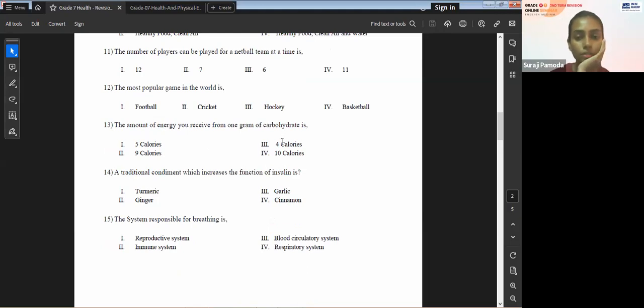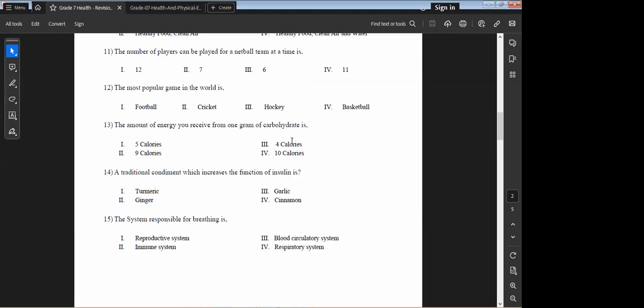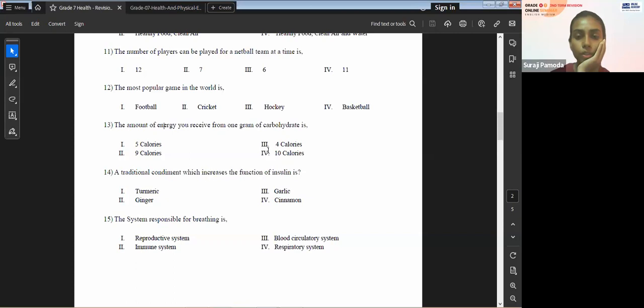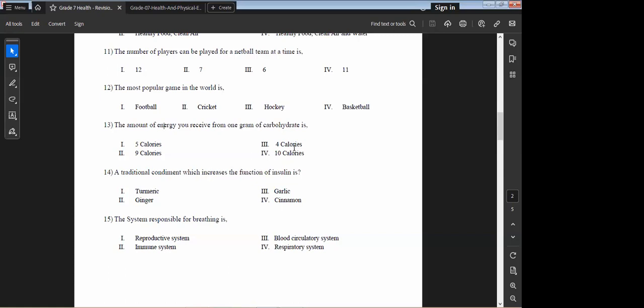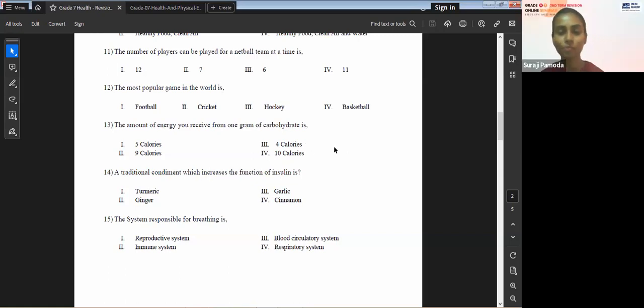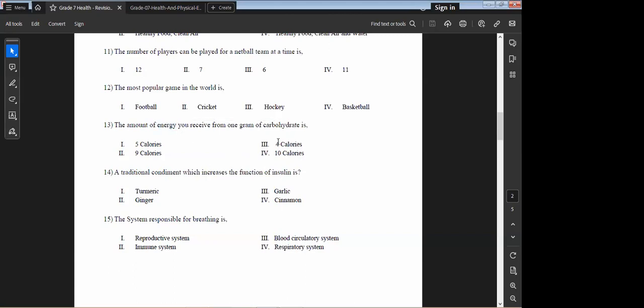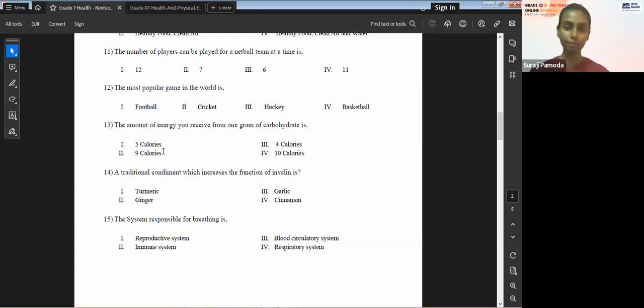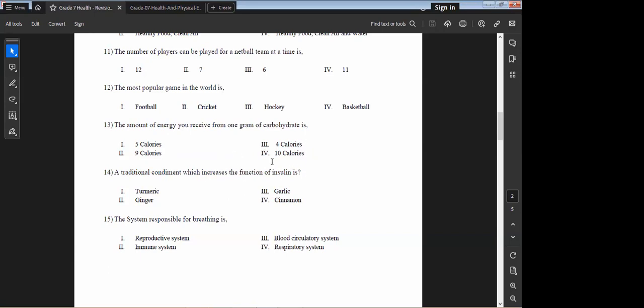What is the answer? So 4 calories. So what is the measurement we measure energy in? Joules. In food? In food, we don't measure energy in joules, right? Calories. Yes, calories here. Okay. When we do activities, we can measure in joules, but not in food, right? Okay, calories.